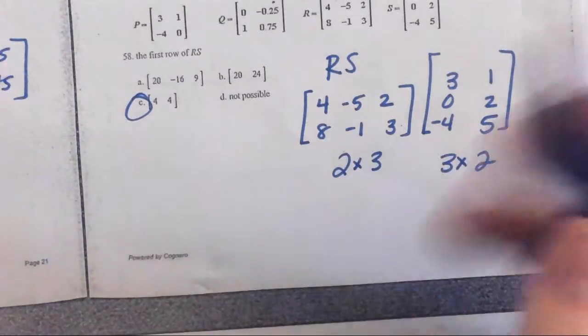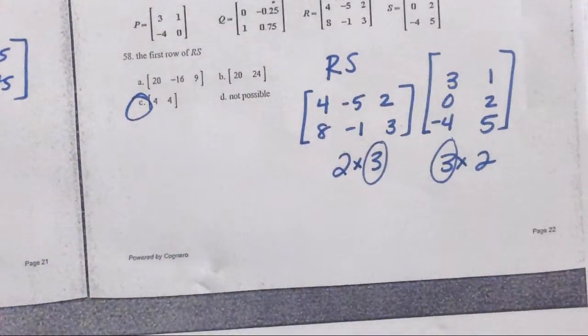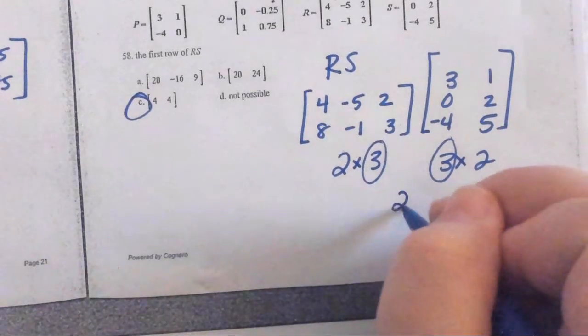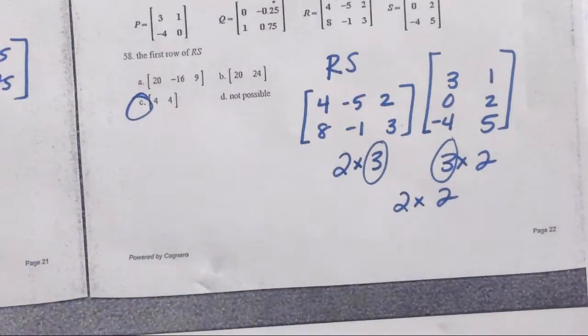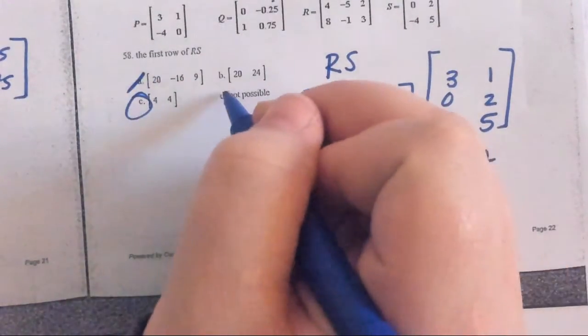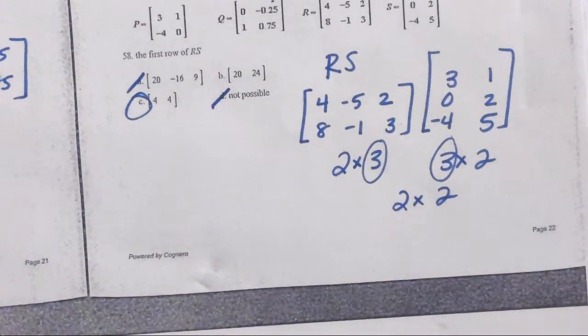And that means I can do it since my insides match. But more importantly, I know that my answer is going to be a what by what? A 2 by 2. And so it was not going to be A, and it was not going to be not possible, because clearly it is possible. So it was either B or C to begin with. However, if it didn't have the same inside number, it would be not possible. Okay, let's go on to 59.